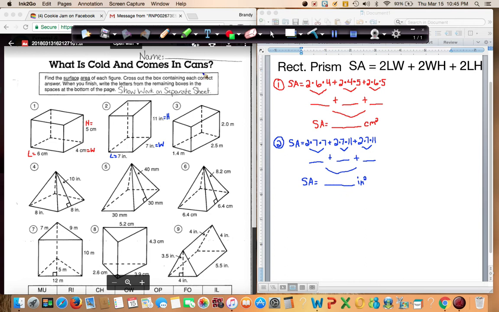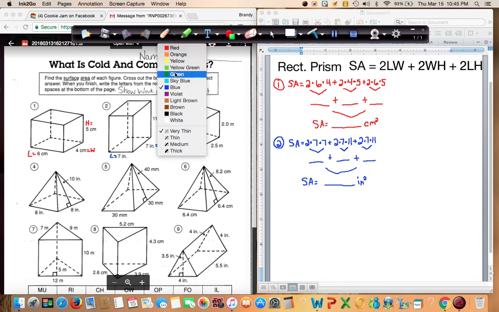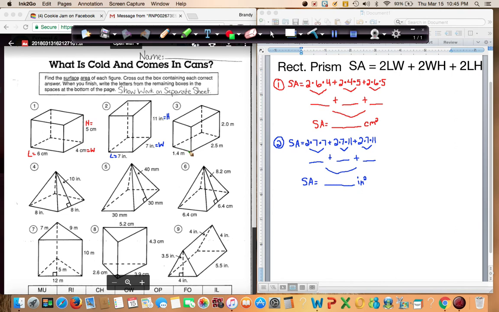Alright, last one for these guys. Number 3, I am going to make my length 4, my width 5, I'm sorry, let me try that again. My length is 1.4 meters, my width is going to be 2.5 meters, and my height is going to be 2 meters. Okay, so let's do number 3 right here.